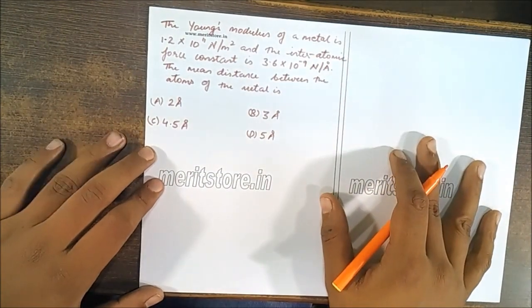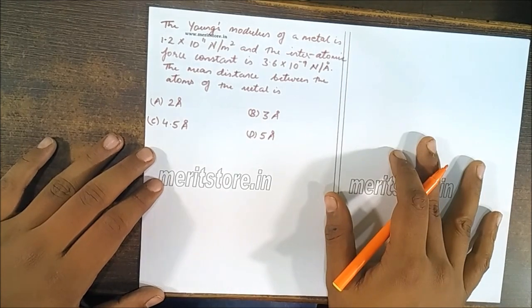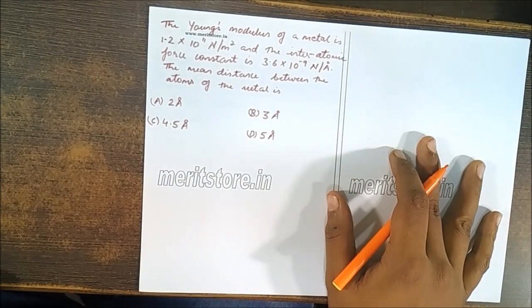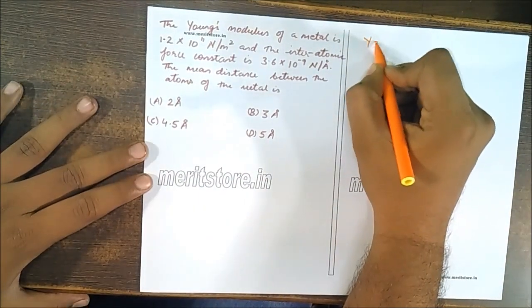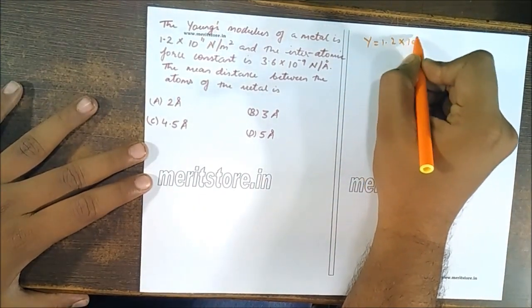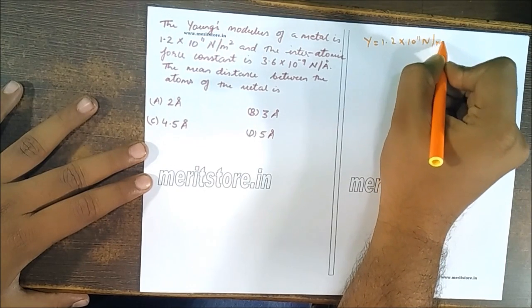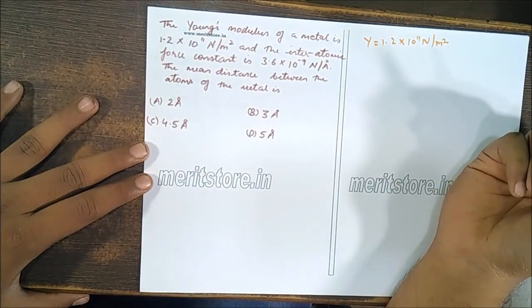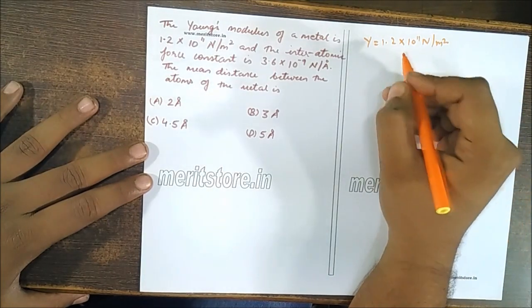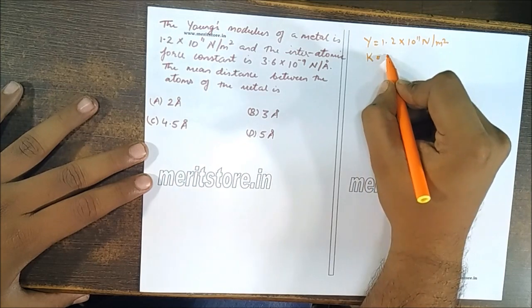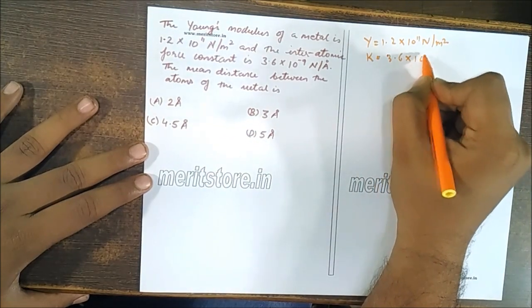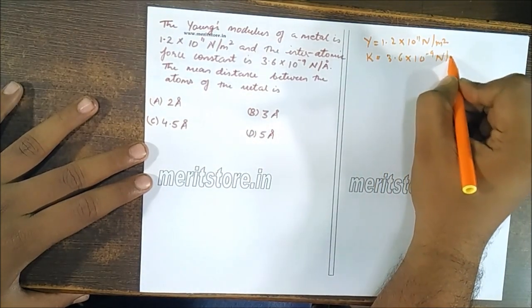The next question. The Young's modulus of a metal is 1.2 into 10 raised to 11 Newton per meter square. Y is 1.2 into 10 raised to 11 Newton per meter square. And the interatomic force constant K is equal to 3.6 into 10 raised to minus 9 Newton per angstrom unit.